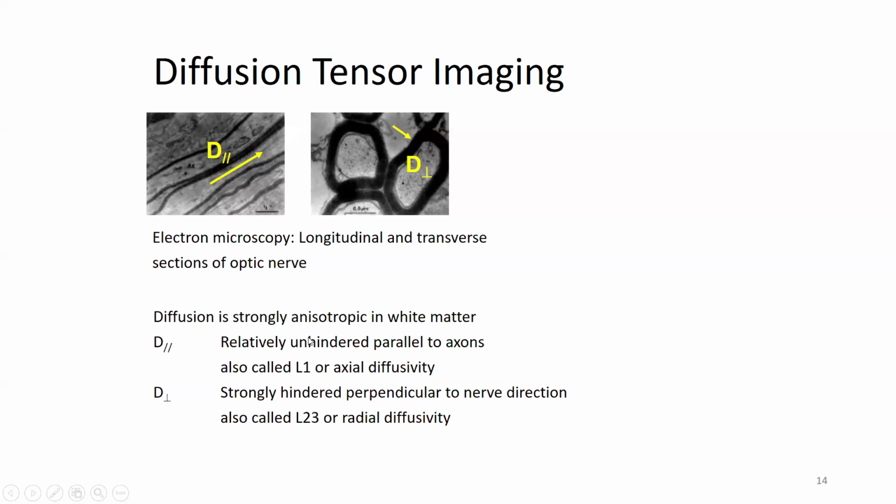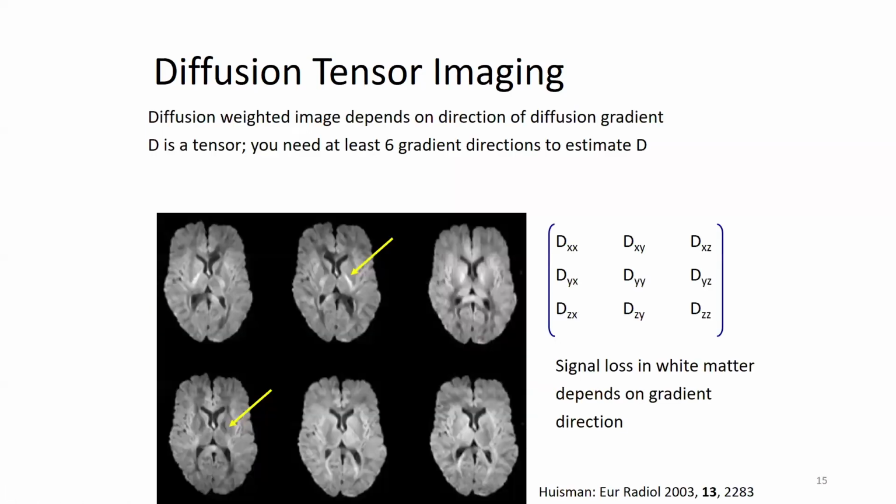It's relatively unhindered parallel to the axons, but it's very strongly hindered perpendicular to the axons, to the nerve direction. And we again have a lot of different names: L1 or L23, axial diffusivity, radial diffusivity. Sorry about that. How can we measure this with MRI?